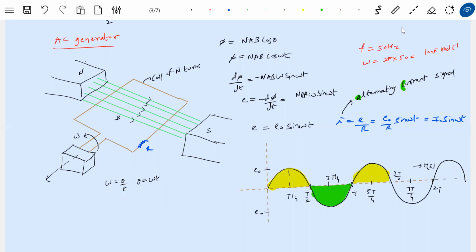Of course, there is another thing: how this motor will rotate, and a connection will be made. We need not bother much about that here. Why is it called alternating? Because the positive half cycle will alternate for every half interval. For every half interval, a positive half cycle will come into existence.